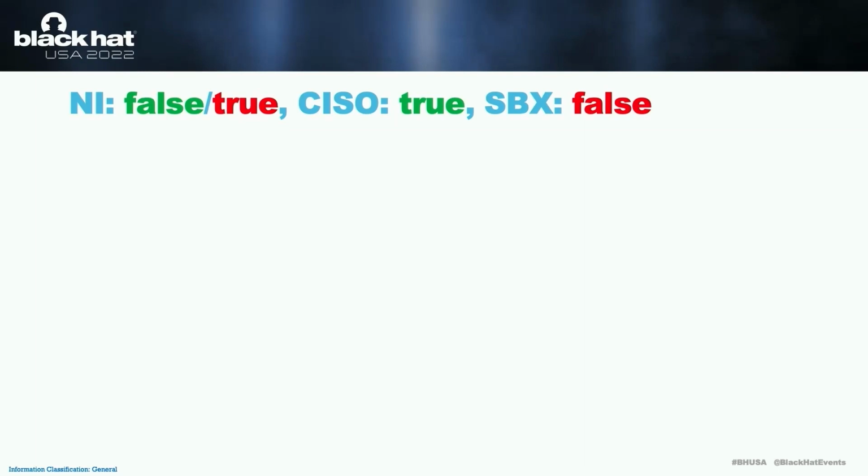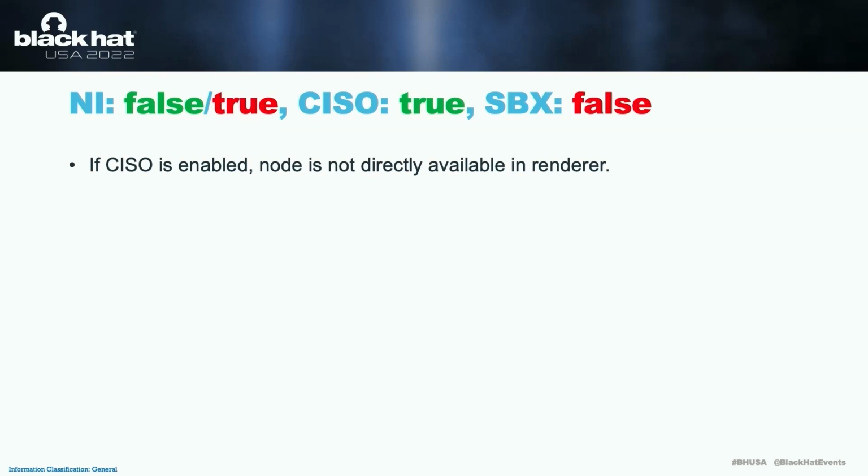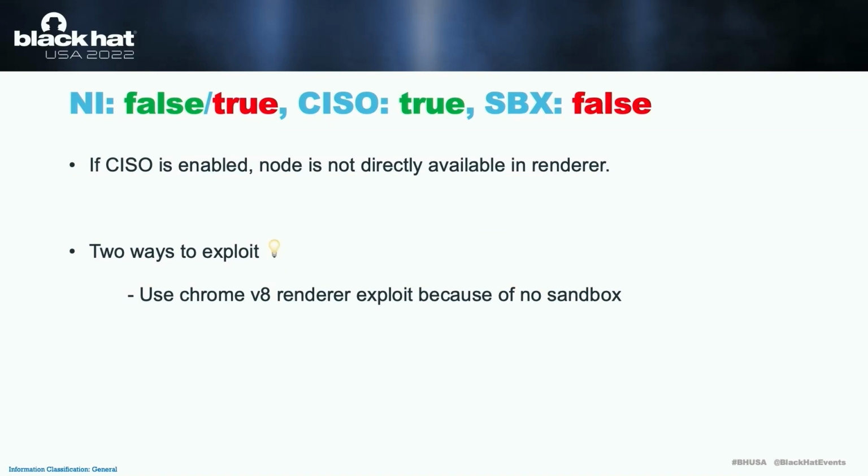In this case, let's increase the level of restrictiveness a bit. So we turn on the feature called context isolation to true, which was false in the previous scenario. And if context isolation is enabled, then node is not directly available to the renderer. So you just cannot do require child_process and spawn a shell. So there are two ways to exploit this.